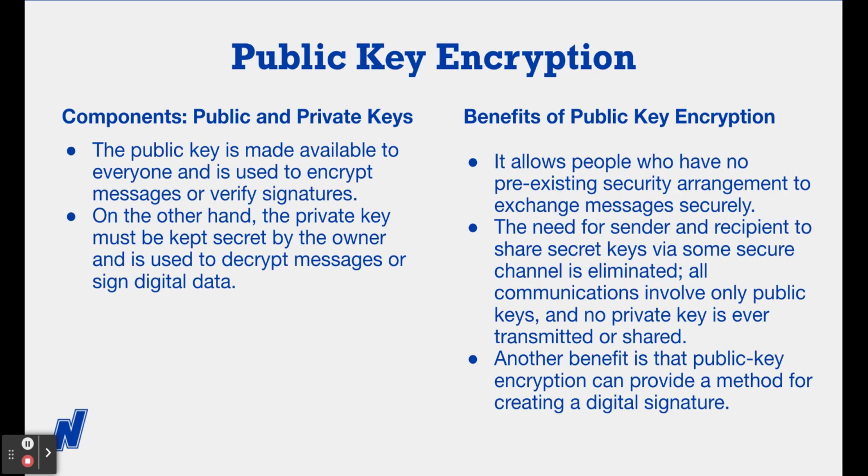In a public key encryption system, the public key is available to everyone and it is used for encrypting messages or verifying signatures. The private key, however, must remain secret and is used by the owner to decrypt messages or create digital signatures. It is crucial to understand that while the keys are related, you can't feasibly calculate the private key from the public key. This is what provides the security in a public key system.